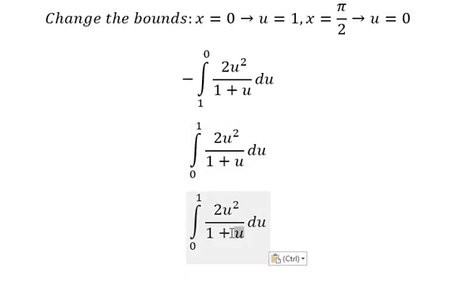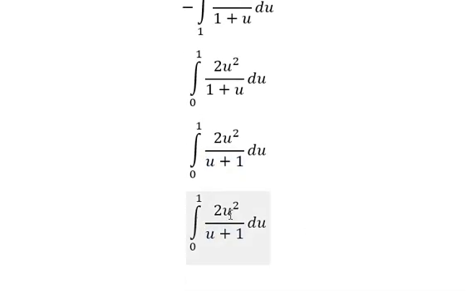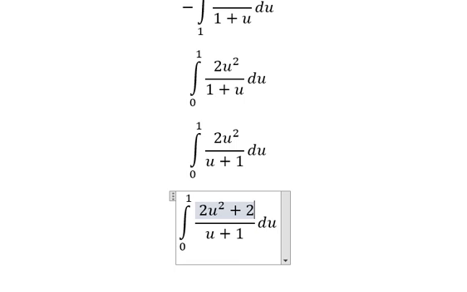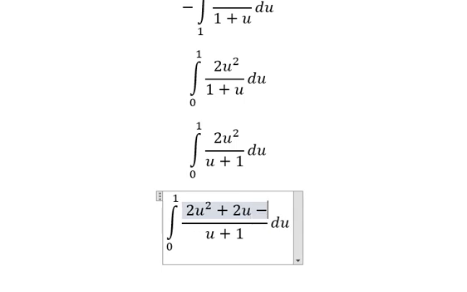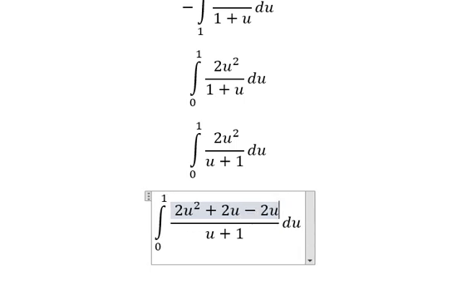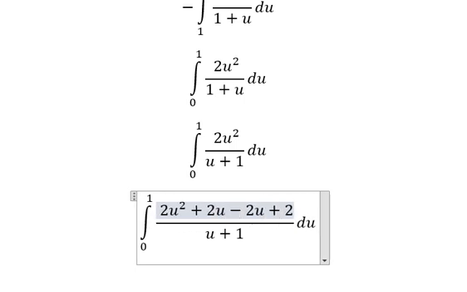This one I need to change a little bit. So I need to add 2u, later we need to minus 2u. Next, I need to add 2, later that, I need to minus number 2.